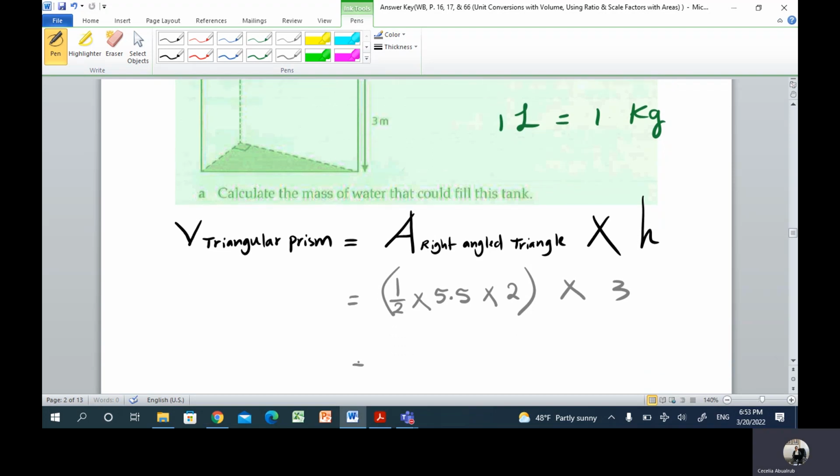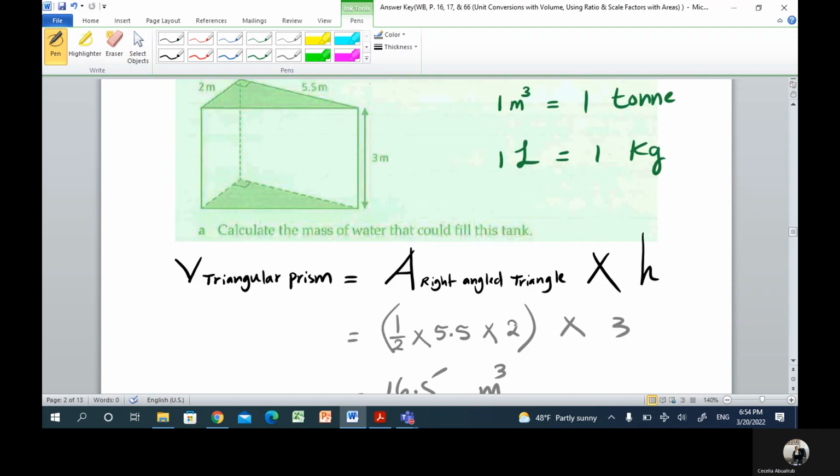And if you insert all this in the calculator, you will find the answer as 0.5 times 5.5 times 2 times 3. The answer will be 16.5, and the measurement unit is meter cubic because we are calculating the volume. Okay.